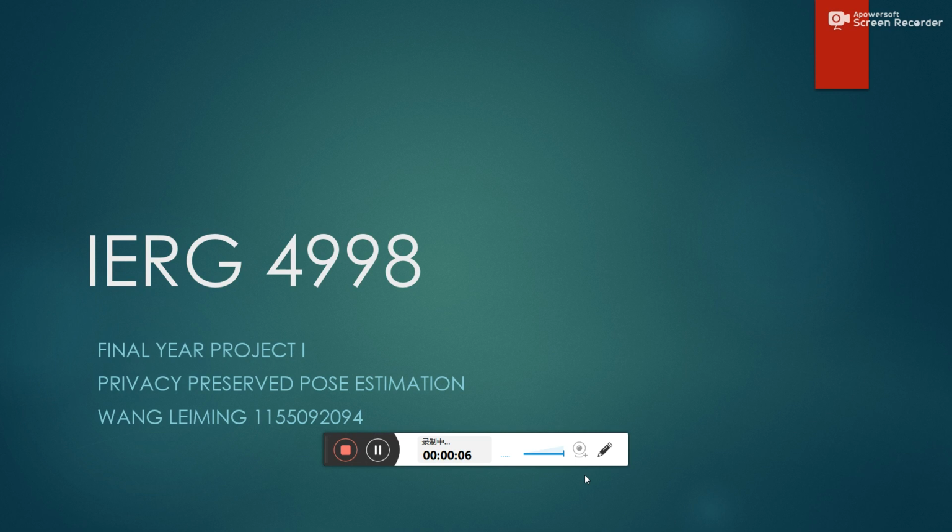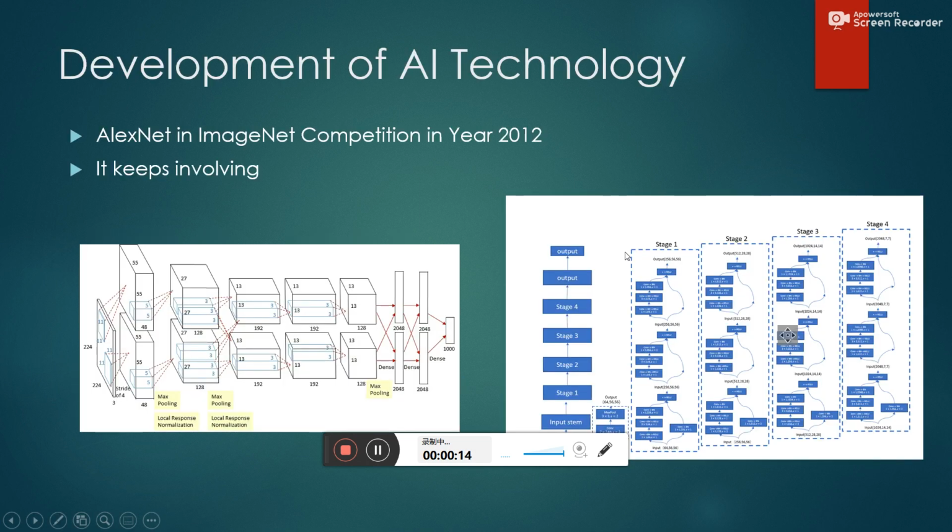Today I would like to introduce my final year project 1, which is Privacy Preserved Process Estimation. At the beginning of my presentation, I would like to introduce the development of AI technology.